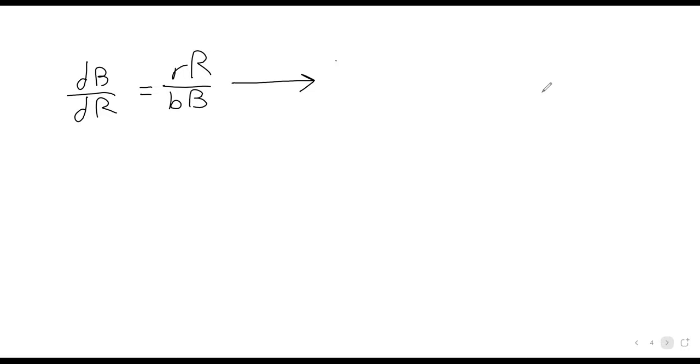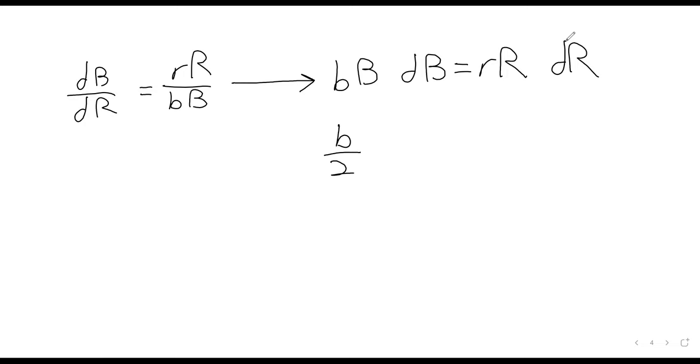And if we clear the denominators, this is a separable differential equation. We can integrate both sides. So the lowercase letters are constants, the uppercase letters are variables. We do not, in differential equations, routinely use function notation. So even though capital B and capital R are functions, we don't write them down like that. I know that can sometimes be a little confusing.